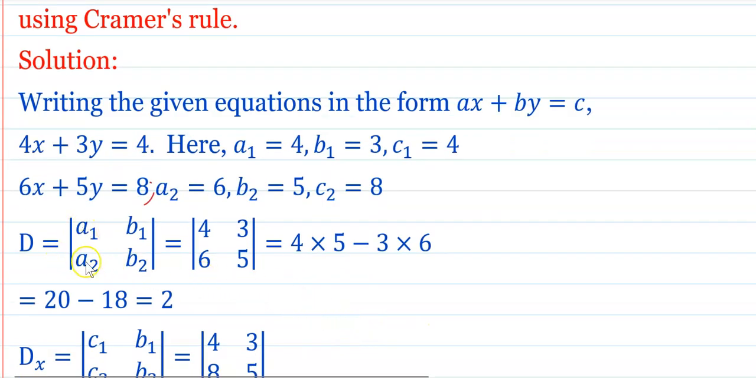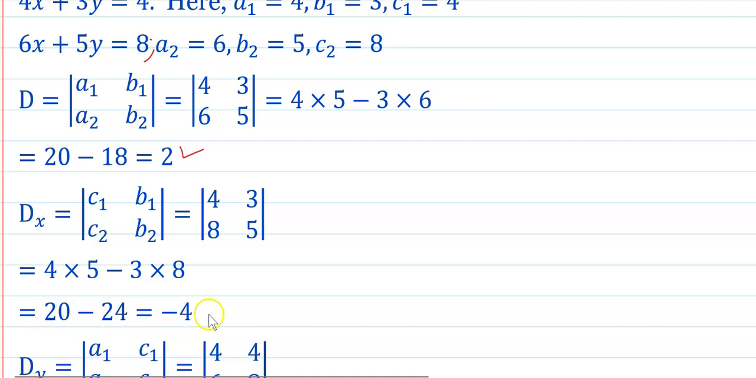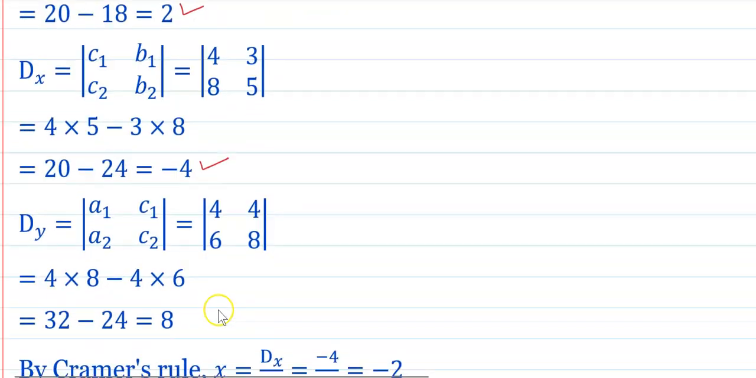What about the determinant D with a1, a2, b1, b2? That is first 4, 6, then 3 and 5. Solving, 4 into 5, 20, minus 3 into 6, 18. 20 minus 18, you will get here 2. Next, we have to find out Dx. Replace this a1, a2 by c1, c2. What is c1? 4 and 8, and here 3 and 5. Next simplification, 4 into 5, 20, minus 3 into 8, 24. 20 minus 24, you will get here minus 4, Dx is minus 4.